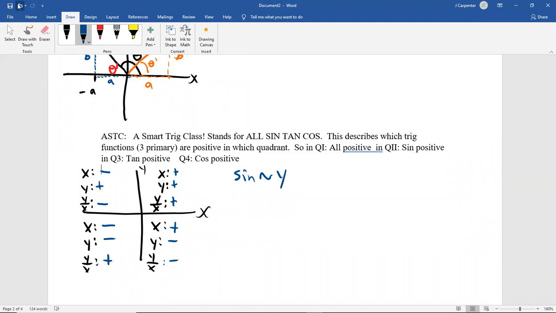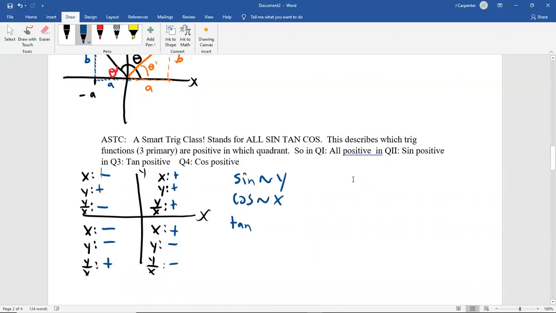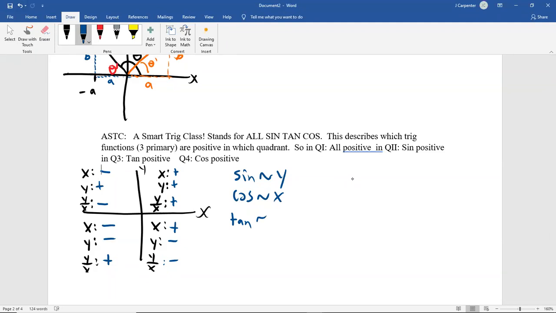Sine is essentially the y coordinate. It picks up the plus or minus aspect of the y coordinate. Cosine picks up the plus or minus aspect of the x coordinate. Tangent was opposite over adjacent. Opposite over adjacent is y over x. So tangent picks up the plus or minus aspect of the ratio of those two.